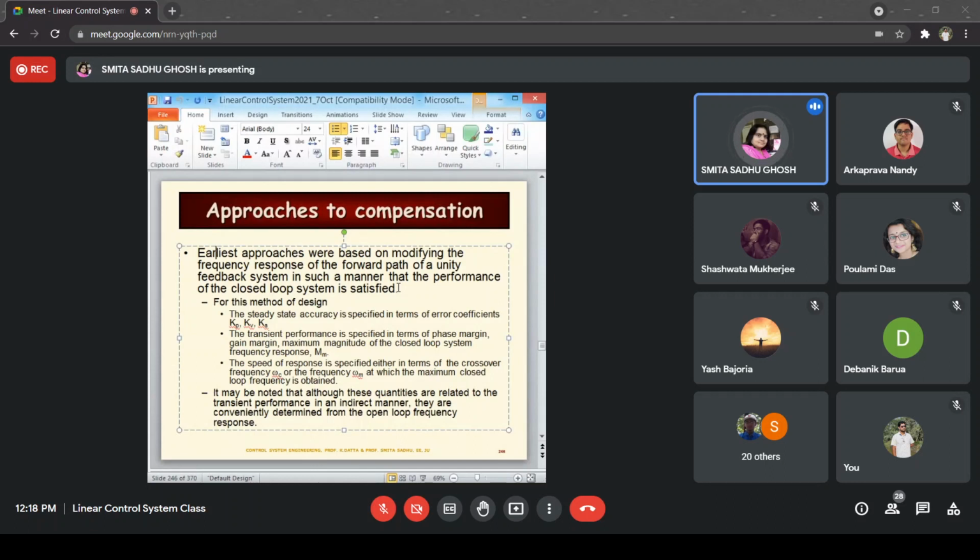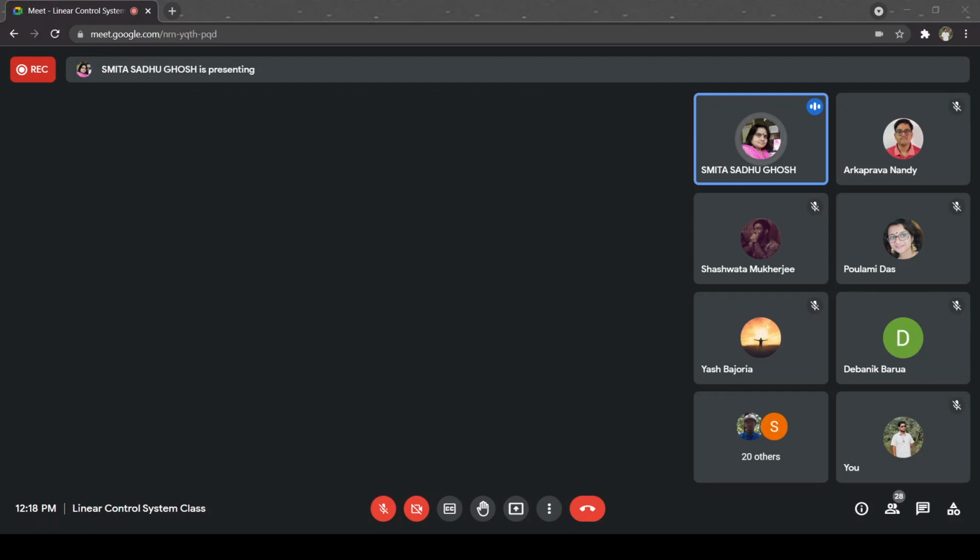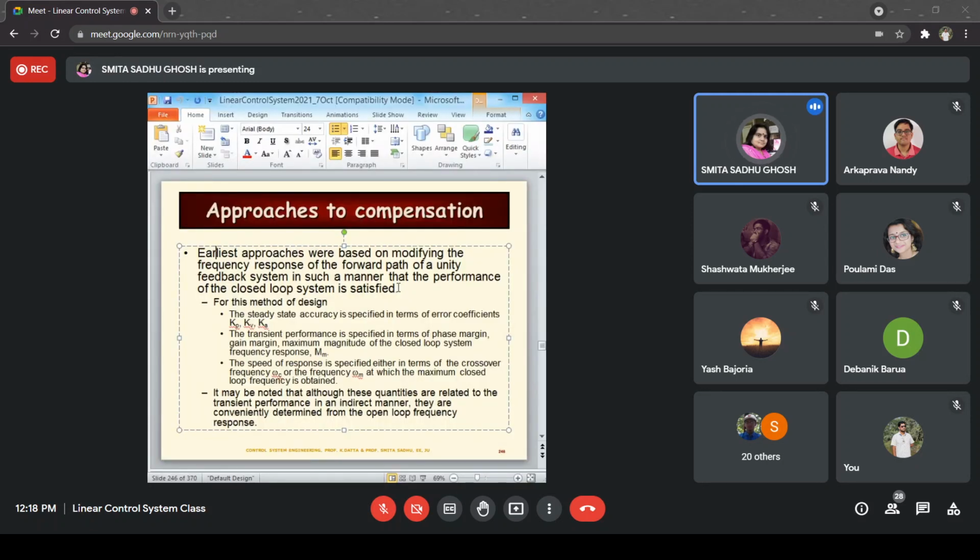So now, you have your system, and from your system, you see how much phase margin and gain margin you have got, and then you try to use a compensator such that your requirement is met, meaning that you are able to change the phase margin and gain margin to meet your requirements. So basically, it is the frequency domain approach that we are speaking of over here.